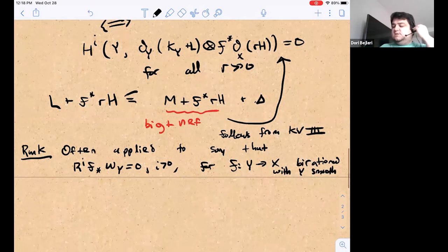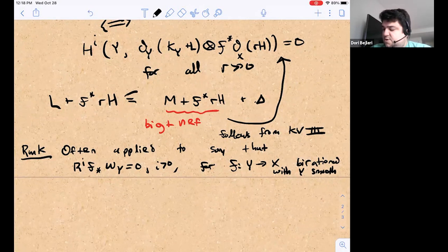So that's often how you see Grauert-Riemenschneider come up in literature, is that it says that when you have a birational map from a smooth variety, then the higher push forwards of omega are 0.